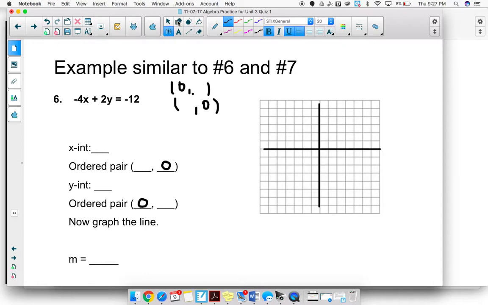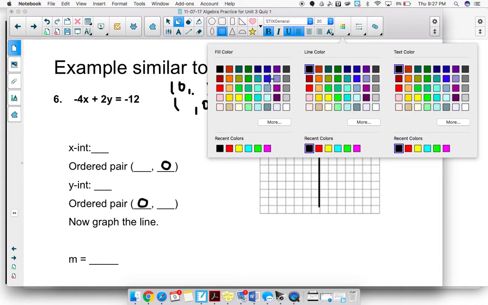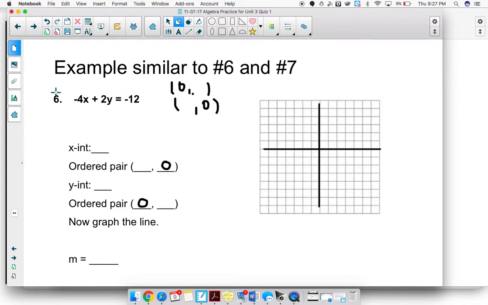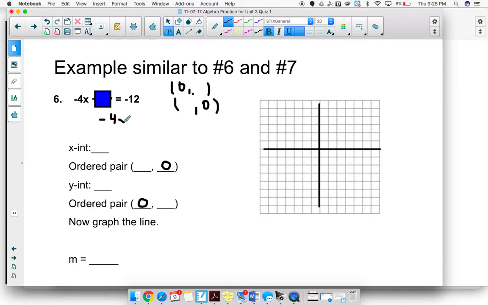Okay, so the cover-up method was pretty straightforward. I'm going to just create a box, and I'm going to make sure the fill color is set up so it covers things up. So if this is my x-intercept, I'm going to let y equal 0, which means I'm going to cover up my y term. Then we solve this equation. So negative 4x equals negative 12. It's not the number in the front. It's literally after you solve this equation, the x-intercept is the answer. So here the x-intercept would be 3, which means our ordered pair is 3, 0.